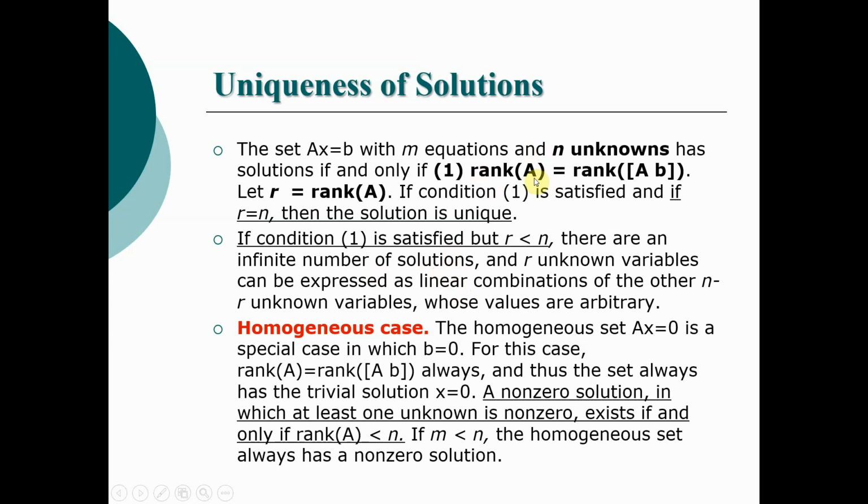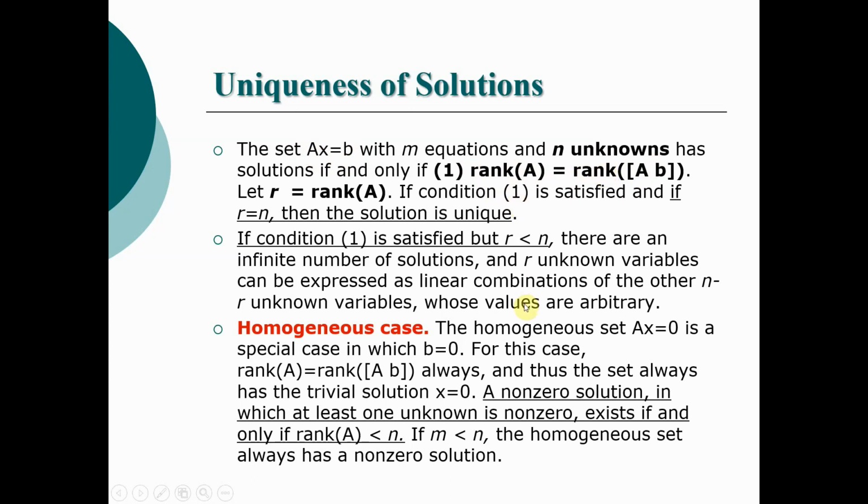If rank of A is smaller than the number of unknowns, it means that you can express B as a linear combination of vectors of A in infinite number of ways. So if r is less than n, that means that your equation has infinite number of solutions. And if condition 1 is not satisfied, then it means that our equation doesn't have any solution.